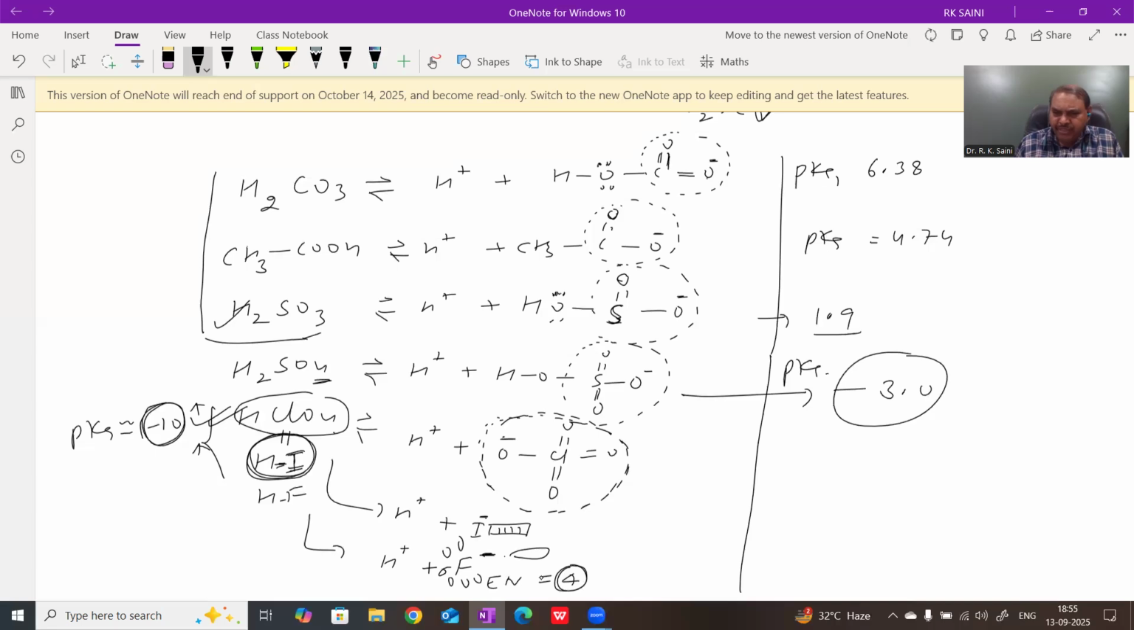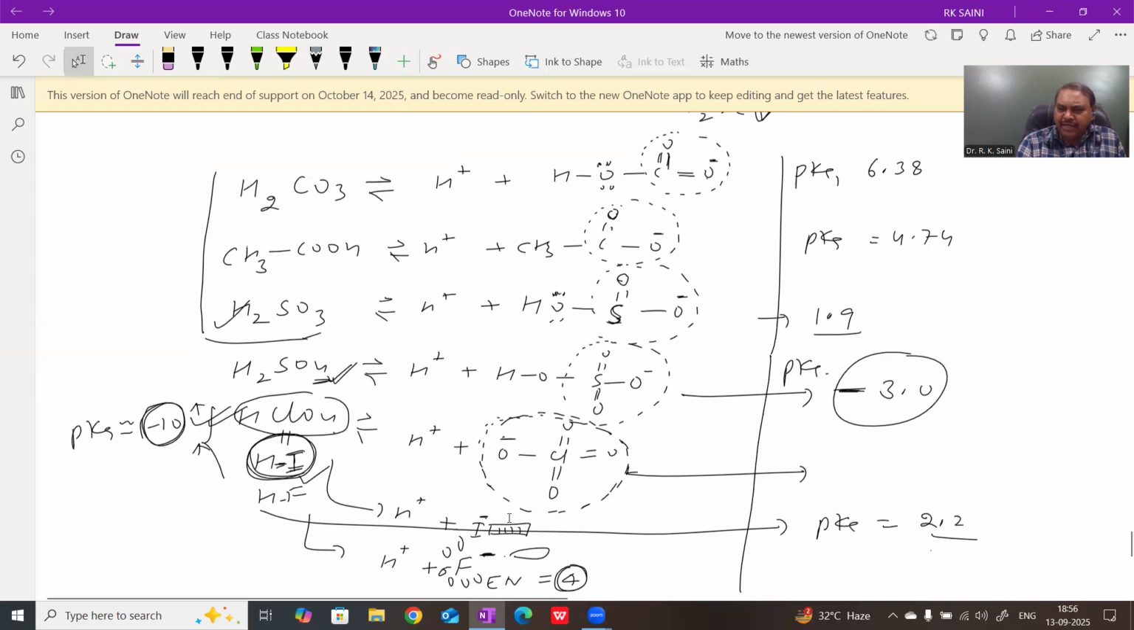A low pKa means a strong acid. In the case of HF, its pKa is also nearly 2 point something, about 2.3. It means HF is a weak acid in comparison to sulfuric acid. Its pKa is nearly 2.